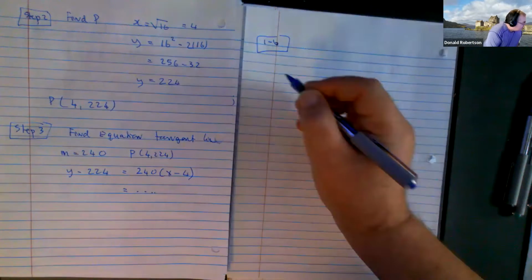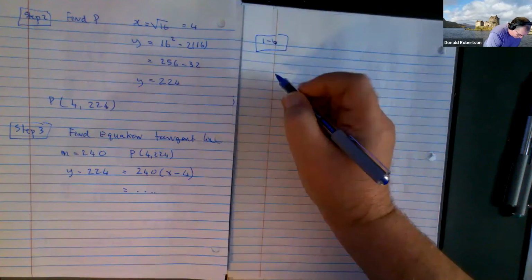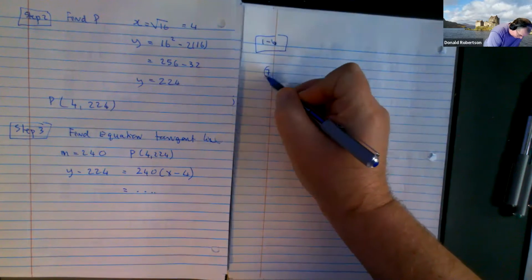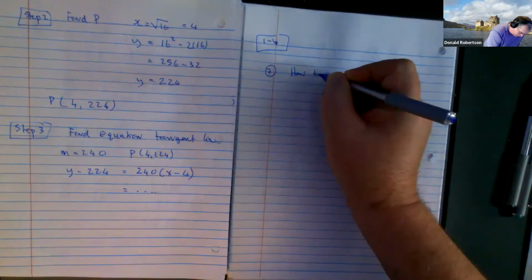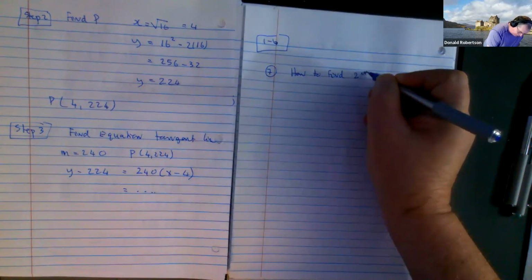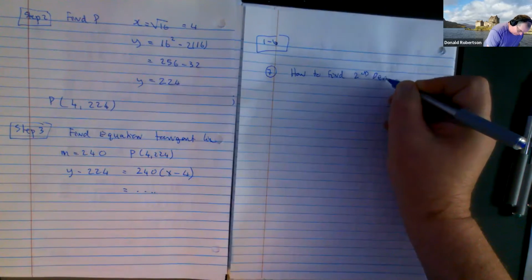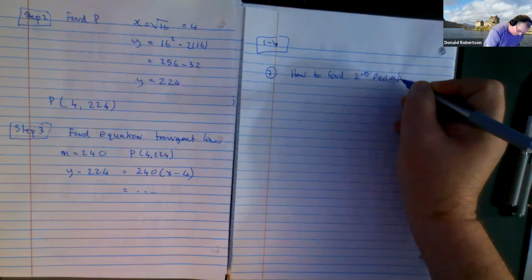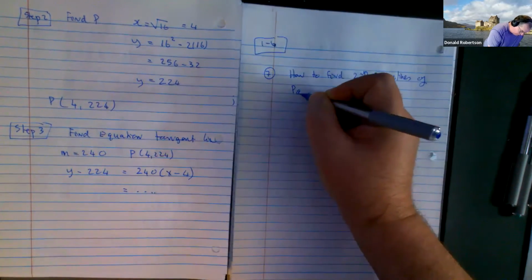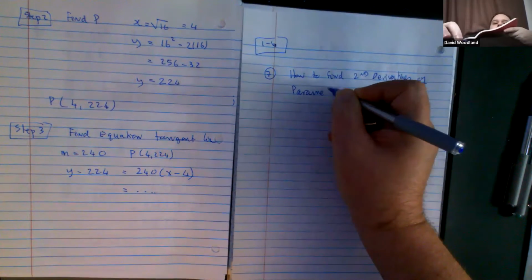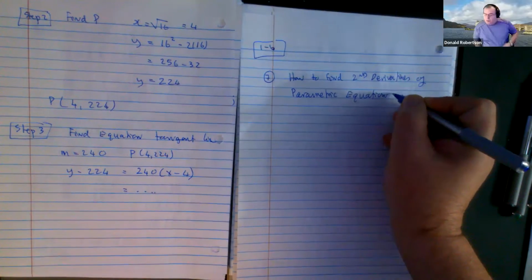So what's happening in question 7 is not as pretty. How to find second derivatives of parametric equations. You won't like this one.